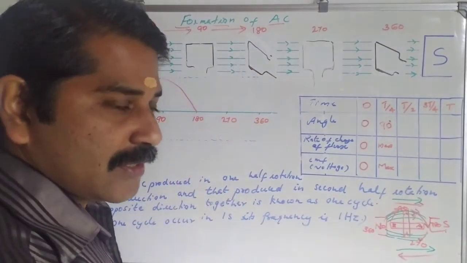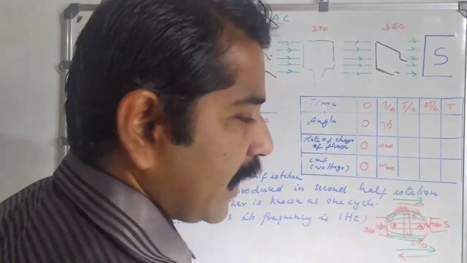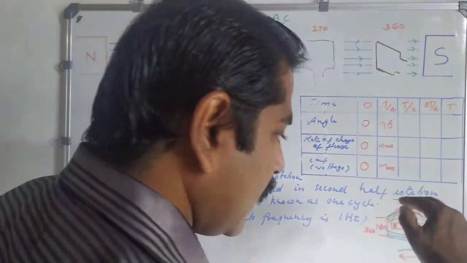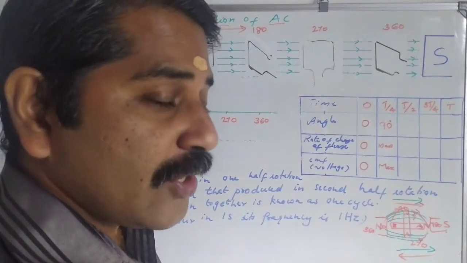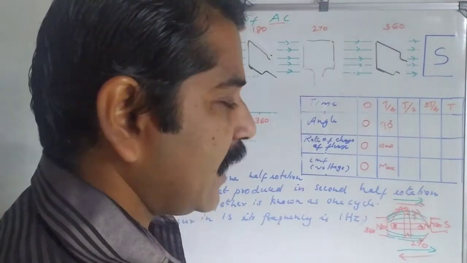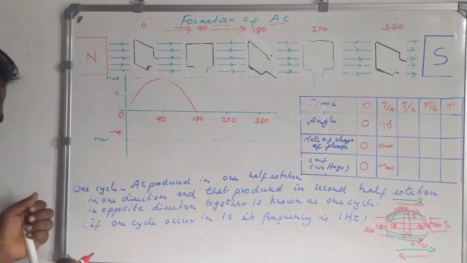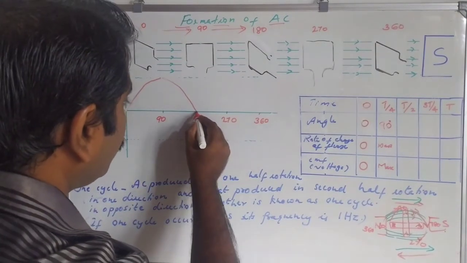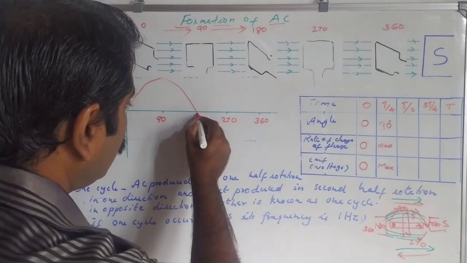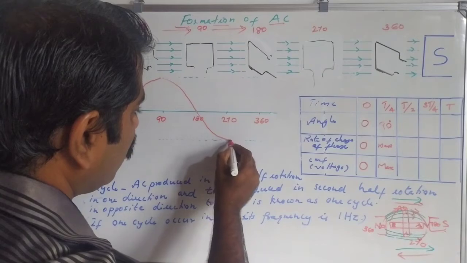opposite direction. From 0 to 180, the direction in which it breaks the magnetic flux, now it is breaking the flux in the opposite direction. So the induced EMF will be in the opposite direction. This is the positive direction, this is the negative direction. Now the induced EMF will be in the opposite direction. So how will we mark that? From 180 to 270, the induced EMF is maximum, but it is happening in the opposite direction.